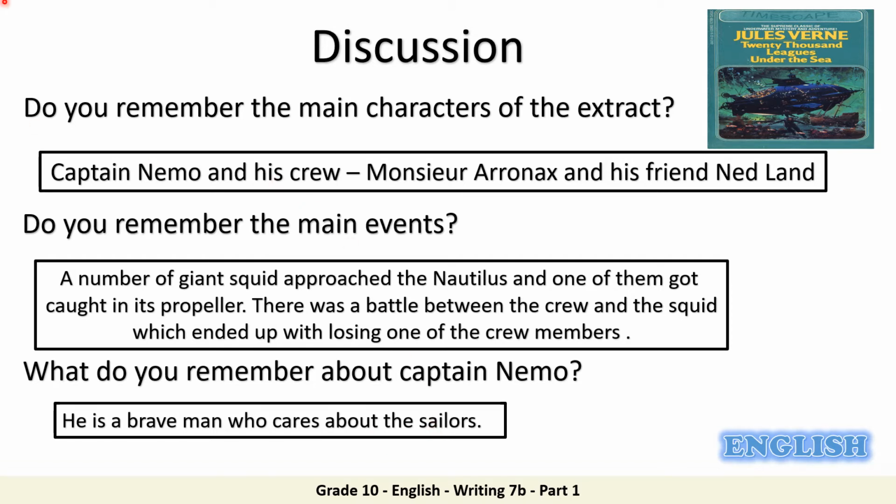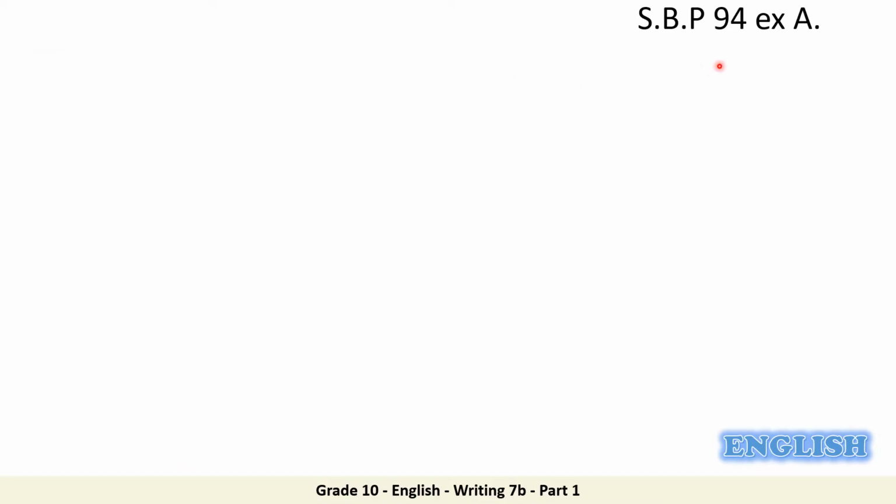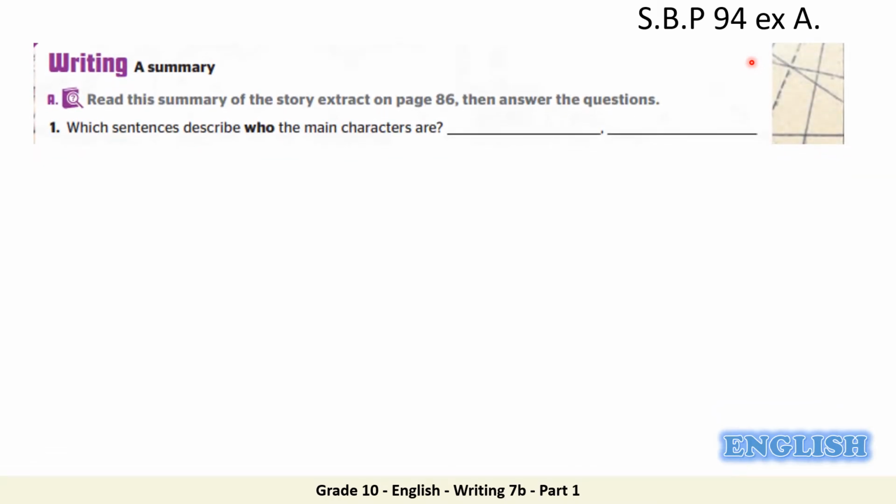And now, let's continue. After remembering the main events of the story extract in your student book page 86, I would like you to open your student book page 94 to read the summary of the extract. Please pause the video for a while and read the summary carefully because we are going to compare between the story extract and the summary of the extract by answering some questions. Pause the video and read the summary well. And now let's go to your student book page 94, exercise A. Read this summary of the story extract on page 86, then answer the questions.